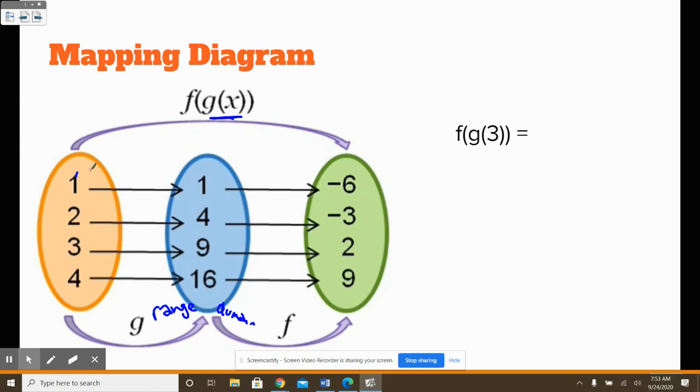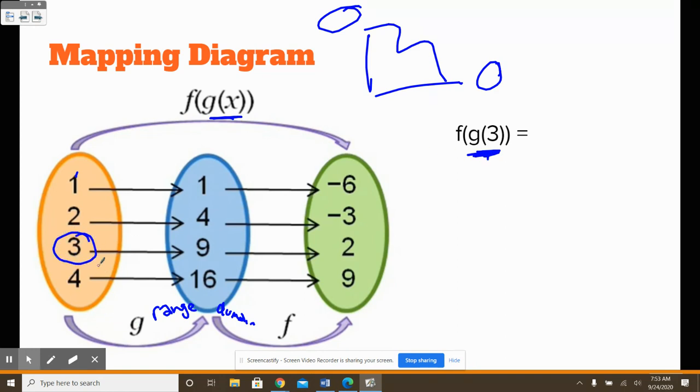So what this is doing basically is drawing a machine without drawing the machine and just showing what you're plugging in and what's coming out. So for f of g of 3, we're going to go to g of 3. This is function g. Here is 3. And g of 3 becomes 9. And then the 9 goes into f. And what does that become? The 2. So f of g of 3 is 2. The 3 became the 9 became the 2.